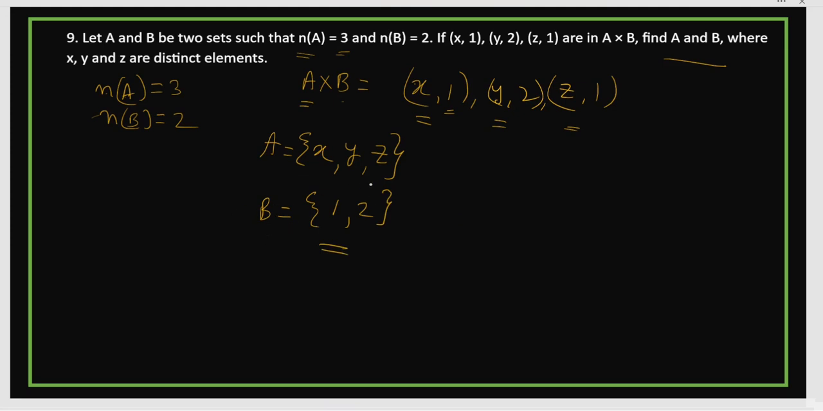Pretty easy, right? It's only a bit of common sense. The first element of the pair belongs to the first set, the second element belongs to the second set. That is the concept. So I think it is clear. We'll move to the last question of this exercise.